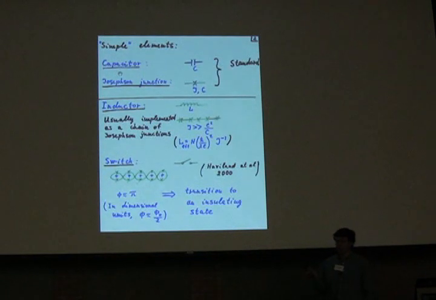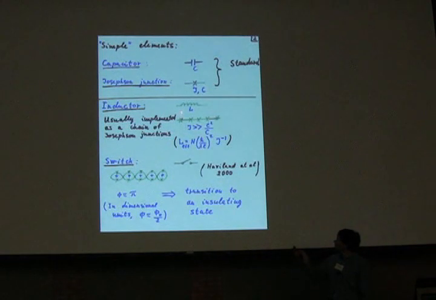Here are some simple elements that I used in superconducting electronics. This is a capacitor, the schematic for the capacitor, and this is the schematic for a Josephson junction. The Josephson junction is characterized by two parameters, J and C. This is the Josephson current, the maximum superconducting current that can flow through the Josephson junction. And all the circuits I will be talking about operate at very low temperature, a few millikelvin, so that normal excitations in the superconductor are totally suppressed. And the only relevant degrees of freedom are in the Josephson junctions and in the capacitors.